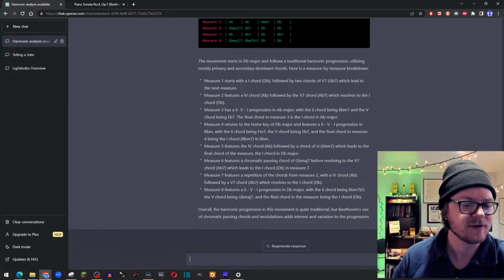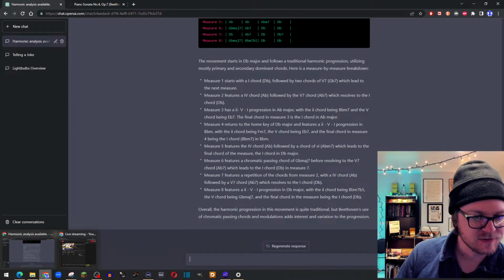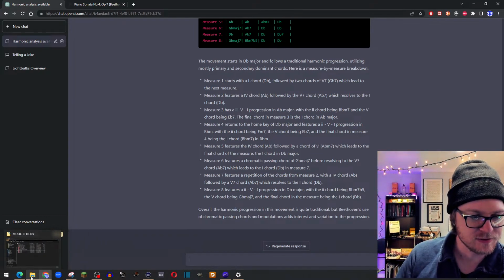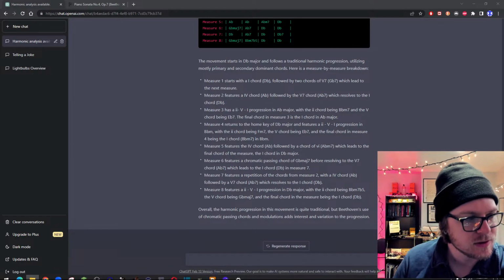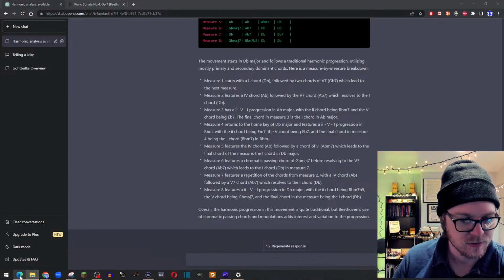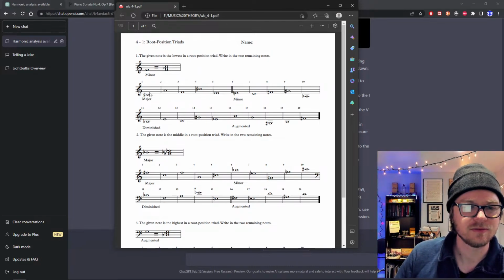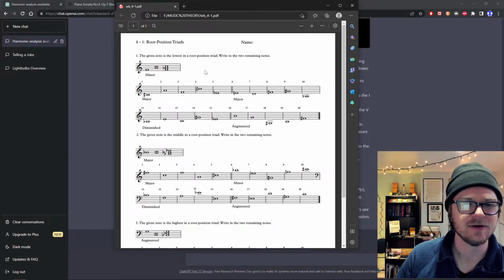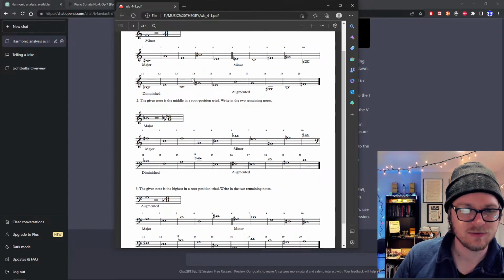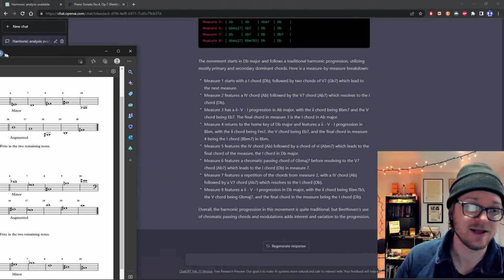Okay, so I have some theory homework that was given to me when I was in undergrad. Oh, it's up here. So, for example, root position triads. This would be absolutely cheating, right? If this is actually homework from when I was an undergrad. Okay, we got stuff like this, and this is probably something that you're familiar with. Okay, now the question is, can you do it?